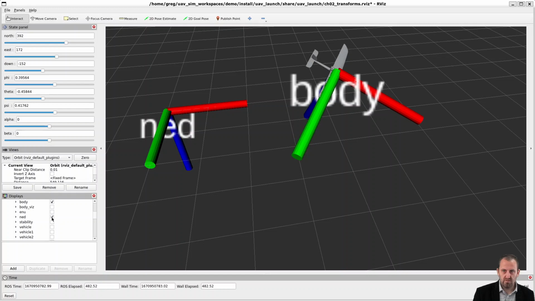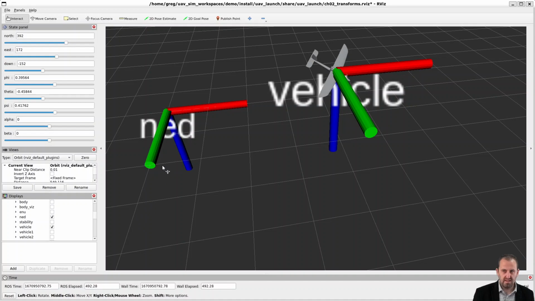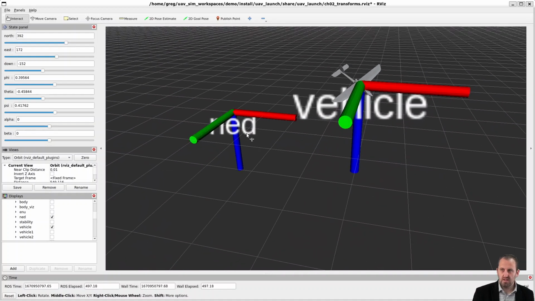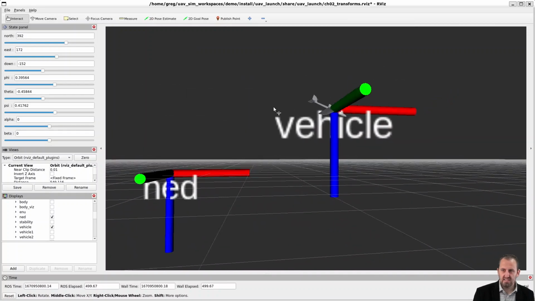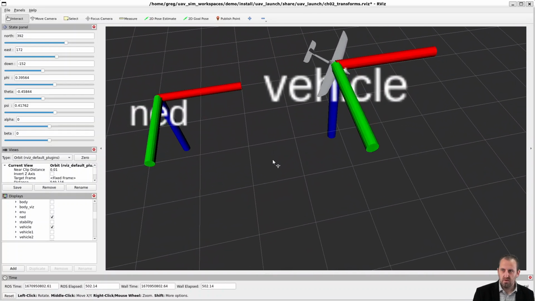The first one we're going to look at is the transform between the NED frame and the vehicle frame. And the thing you'll want to notice here is that our axes are parallel. So all we've done is take the origin of our reference frame in the NED frame, and define a new origin in what we call the vehicle frame. So let's take a look at that.